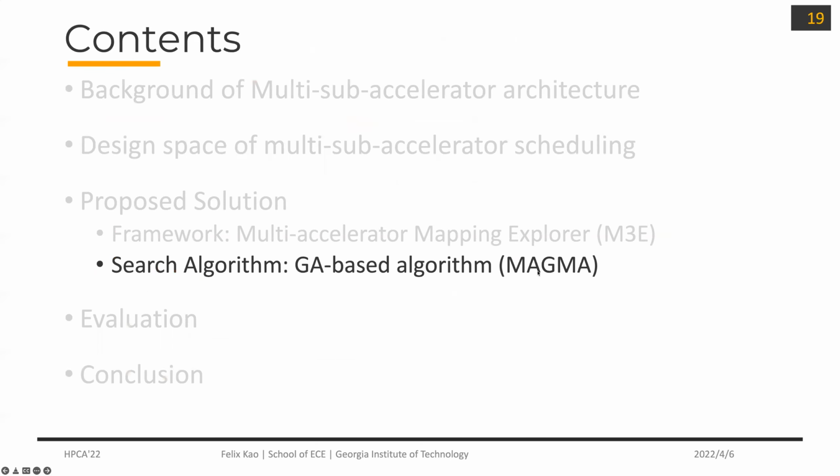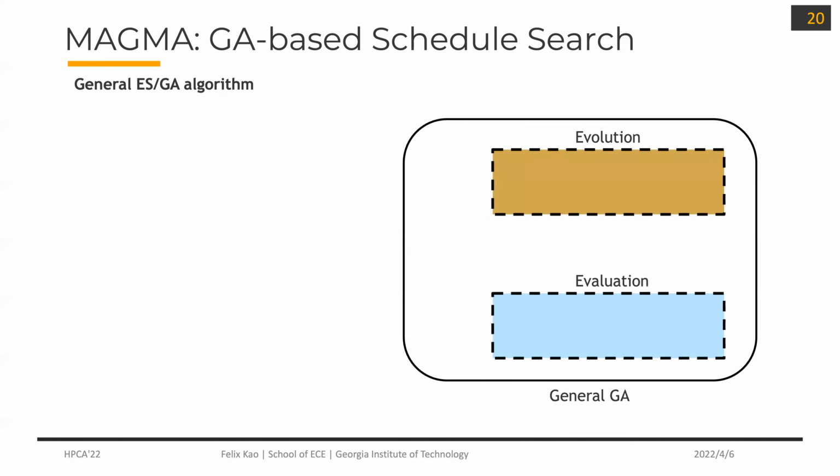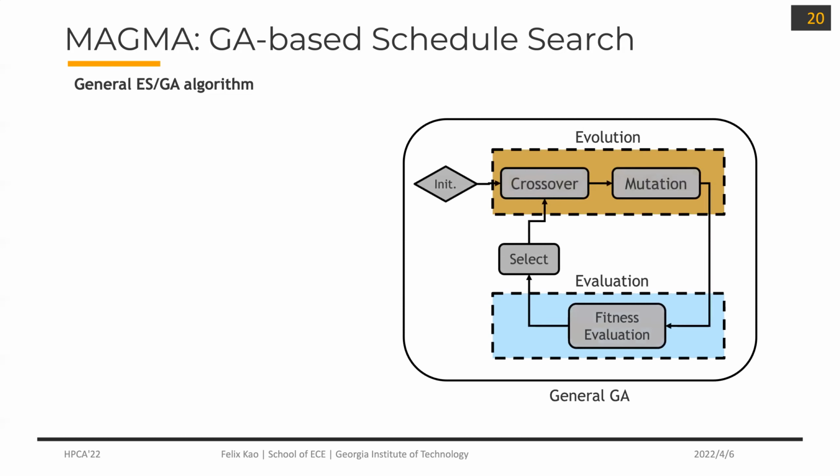Next, we look at our optimization algorithm, MAGMA. MAGMA is a GA-based algorithm, so let me use 30 seconds to refresh our memory of genetic algorithm. In genetic algorithm, we have an evolution part and an evaluation part. The evaluation part is essentially our cost model. The evolution part is the search algorithm.